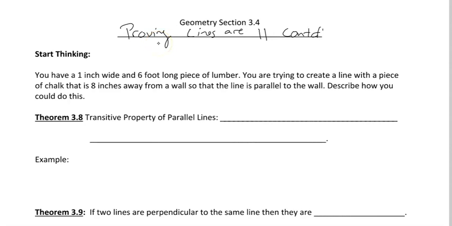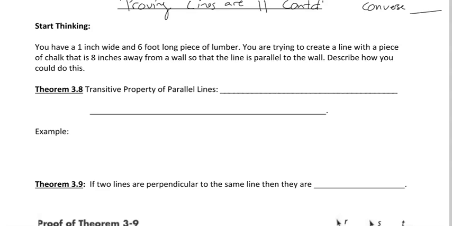All right, so what we did in the last section was we knew if we were ending a proof with like L is parallel to M, we knew that we were going to end that proof with the converse of one of the theorems because we were trying to prove that lines are parallel. We're going to find a few different ways to prove lines are parallel in this lesson. The start thinking part should ease us into this.